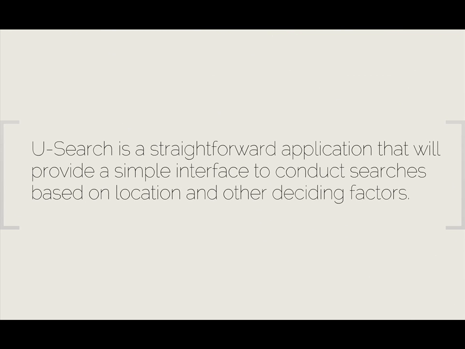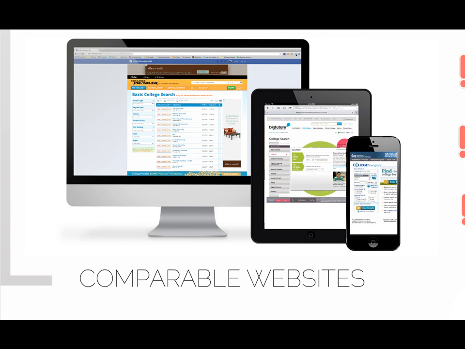USearch is a straightforward application that will provide a simple interface to conduct searches based on location and other deciding factors. As you see displayed on the screen, there are already websites that provide similar functionality, but there are some key differences that set USearch apart from the rest.